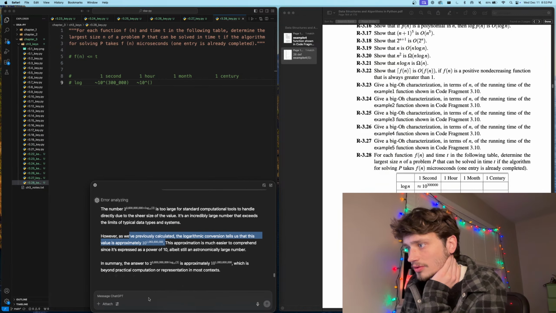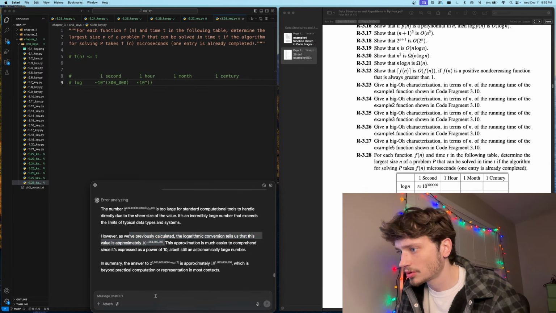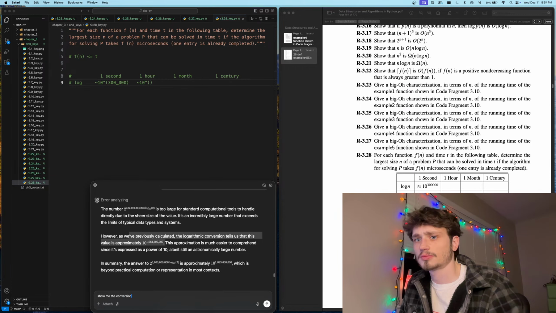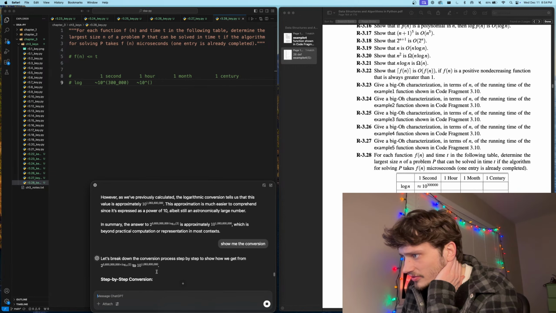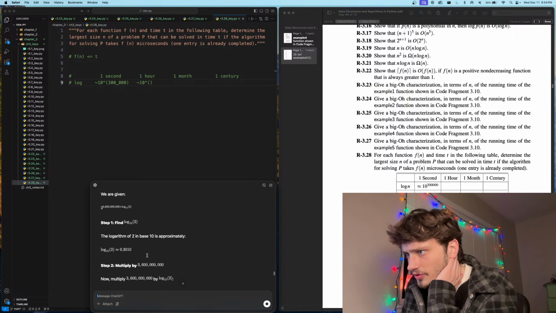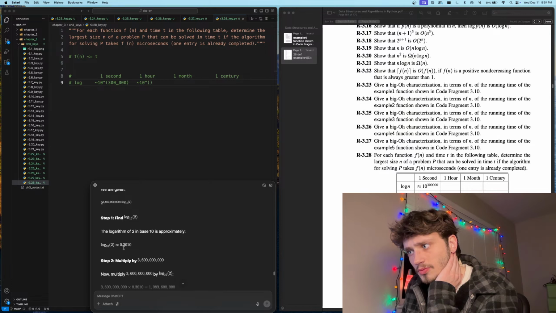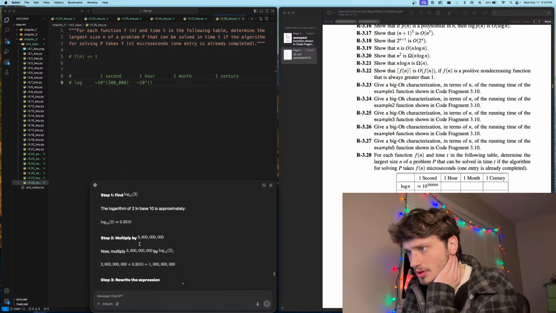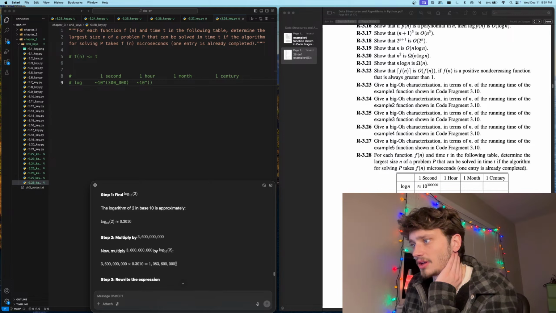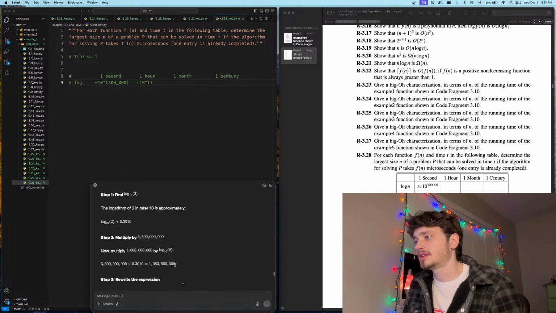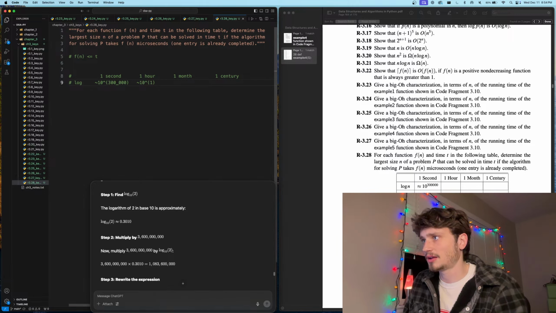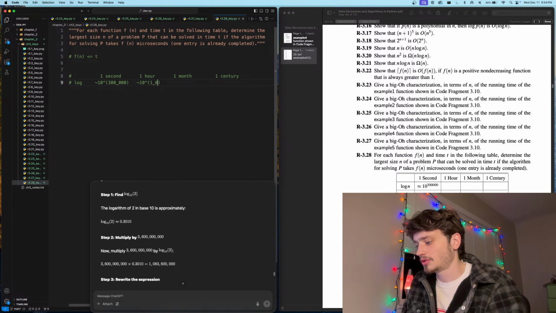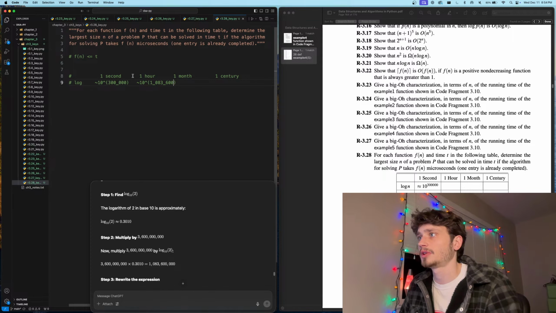So how do you convert? Show me the conversion. Let's break down the conversion process step by step. So log base 10 of 2 is equal to 0.301. Now we multiply that by that, and it gives us this. Okay. So we'll take this value, 10 to the power of 1,083,600,000, like that.